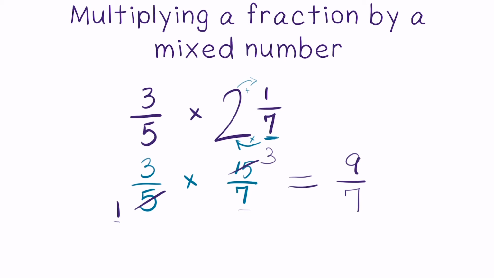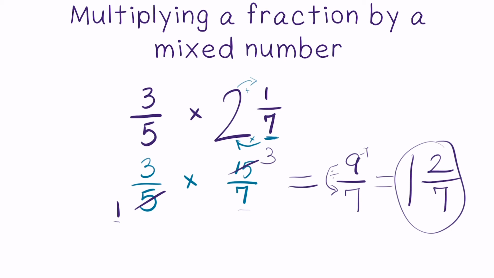So we're going to want to simplify it to a mixed number or a whole number. To do that, we take our numerator of 9 and divide it by 7. How many groups of 7 fit into 9? One whole group of 7. Remember, one whole can be represented as 7/7. So if we take away 7 from our numerator, that leaves us with 2 left over, 2/7. 1 2/7 is our answer. And we can apply that answer to the original problem of 3/5 times 2 1/7 and determine that the answer is 1 2/7.